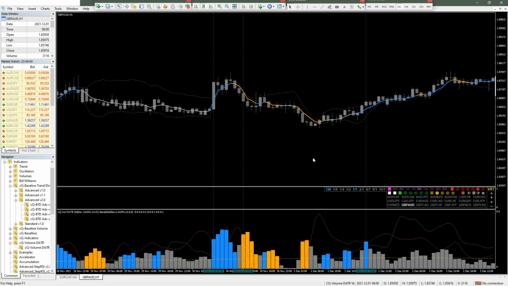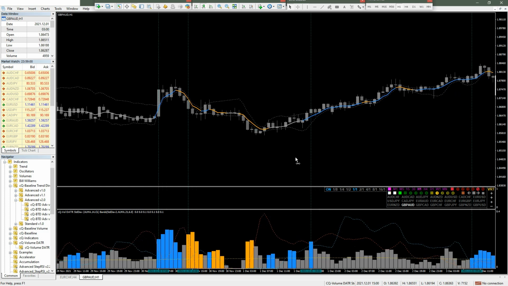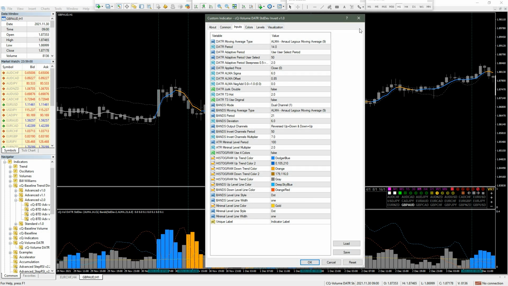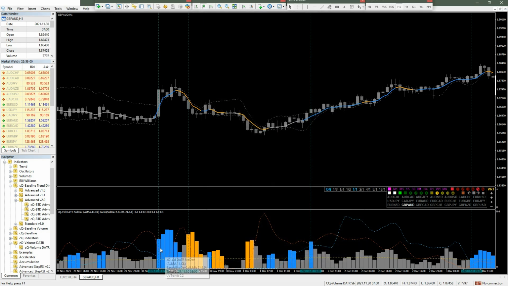This video is about the cQ-Volume DATR standard deviation invert indicator. It's this indicator down here. It's a volume indicator. And when a blue bar is drawn, then there's enough volume for a possible buy. If an orange bar is drawn, then there's possibly enough volume for a sell.